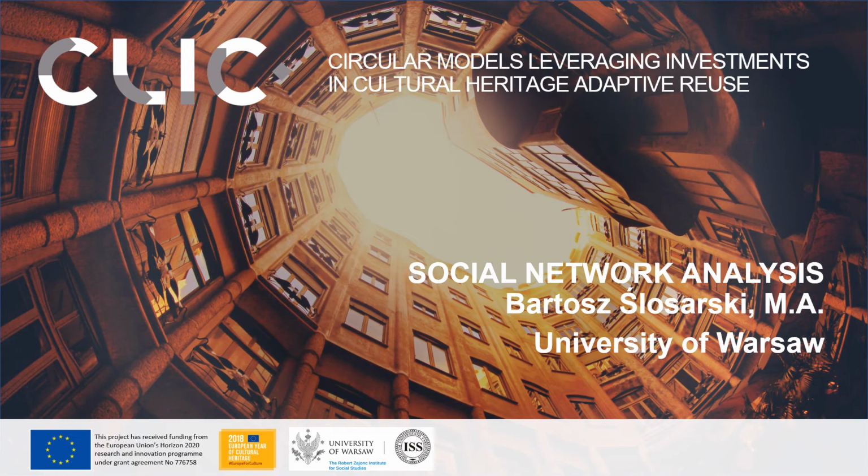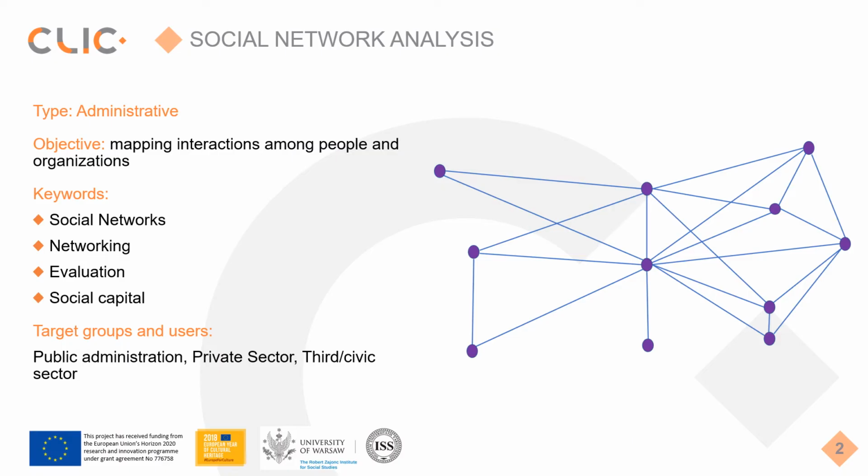Social network analysis, or SNA, is a tool for mapping interactions among people or organizations, such as non-governmental organizations, companies, or public administration. Why can it be useful for adaptive reuse projects?